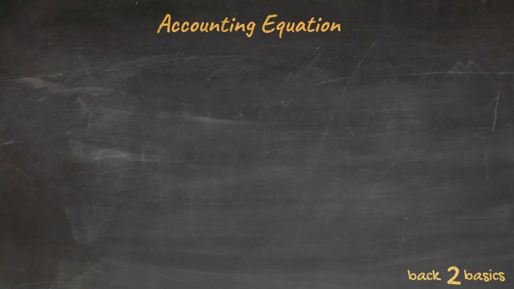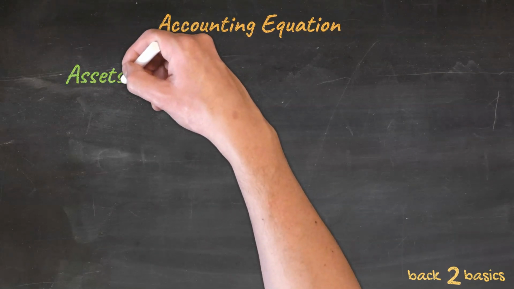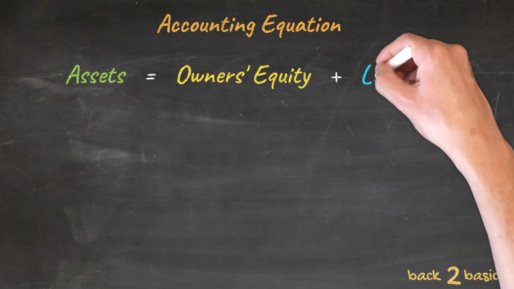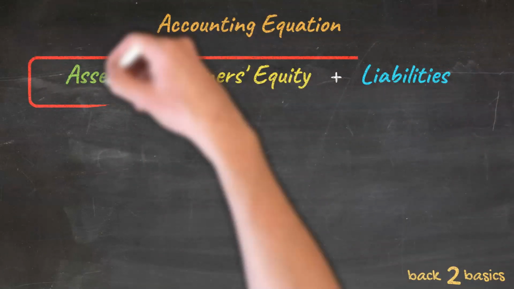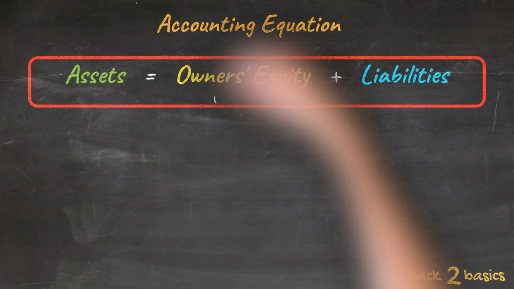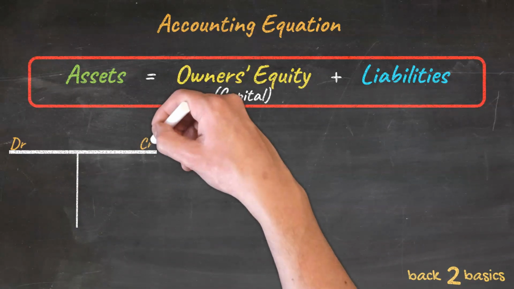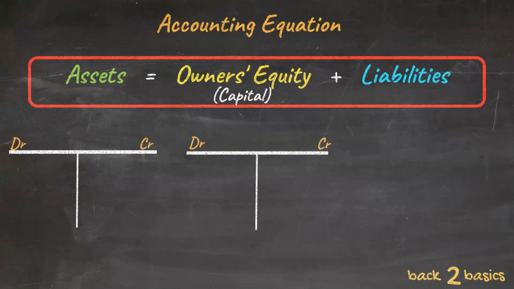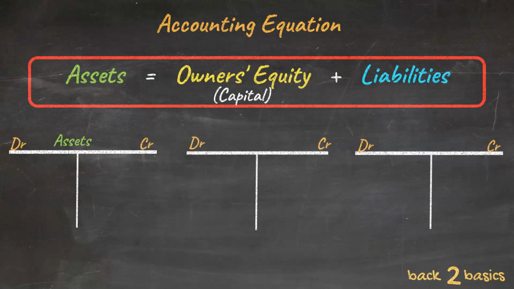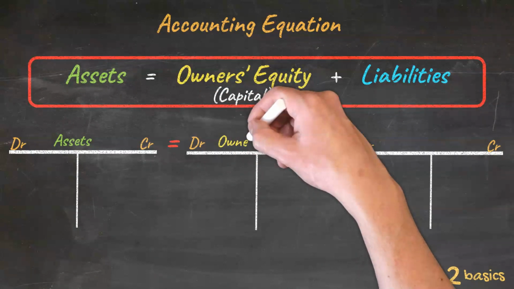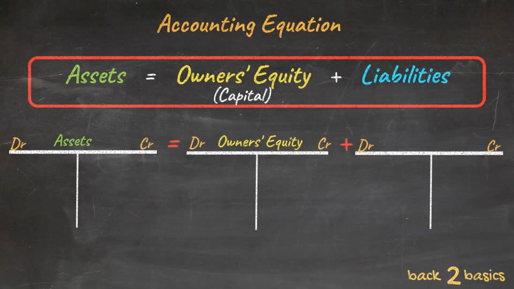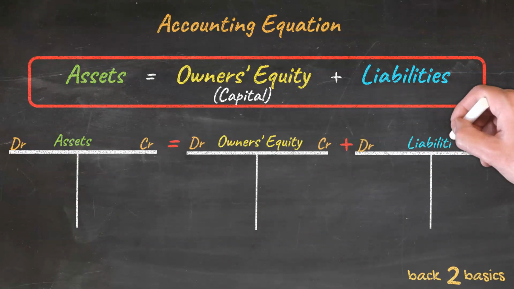In its simplest form, the equation is assets equals owner's equity plus liabilities. Owner's equity, also called capital, depending on the business form you're reporting on. The accounting equation is based on the principle that everything the company owns, in other words, its assets, is owed to or funded by either the owners in the form of owner's equity or creditors, your liabilities.